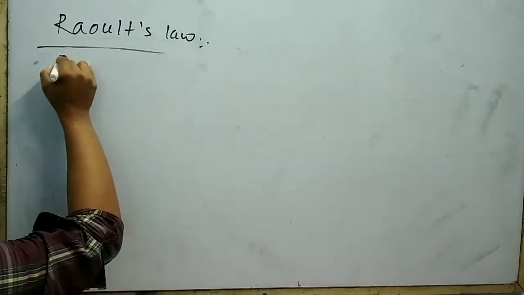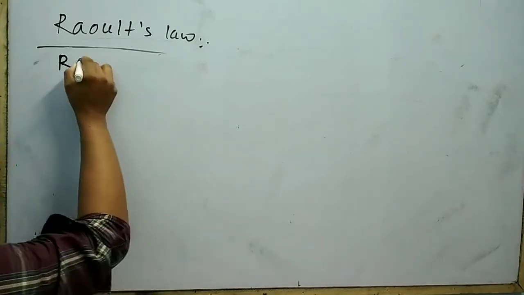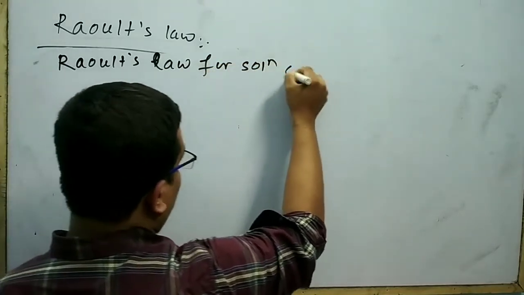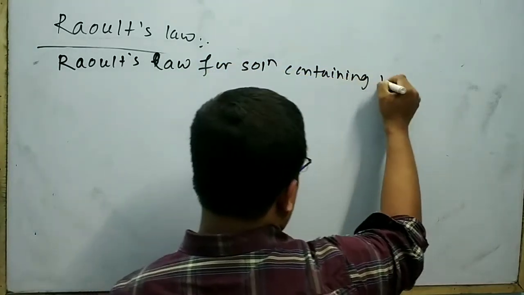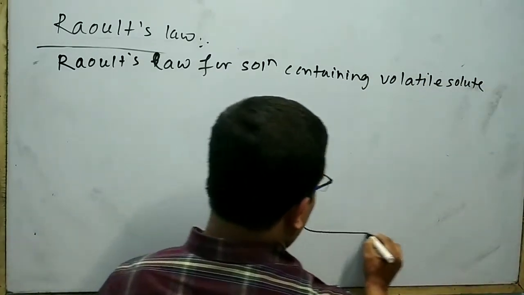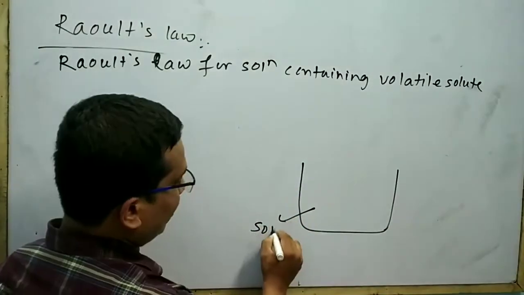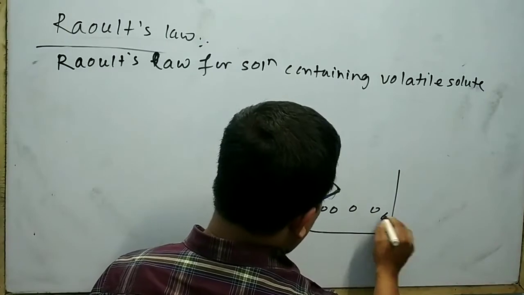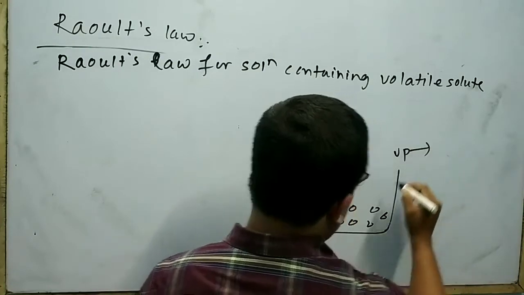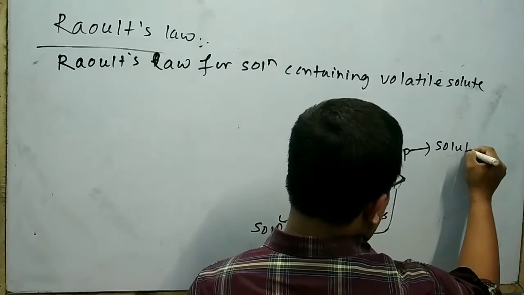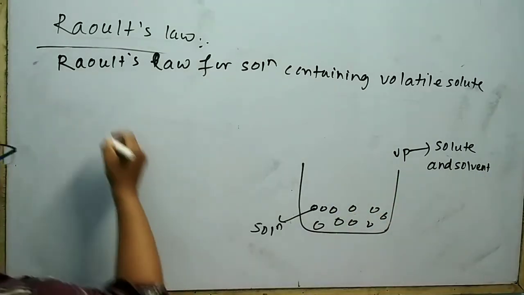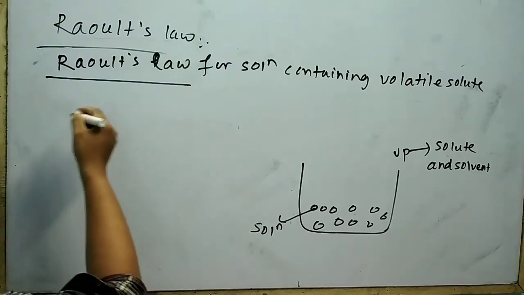Next I will explain the other Raoult's law, that is Raoult's law for a solution containing volatile solute. Suppose I take a solution. In this solution, suppose these are the volatile solute. In this case, the vapor pressure depends upon both solute and solvent. Keeping this concept, I can write the statement for this law.